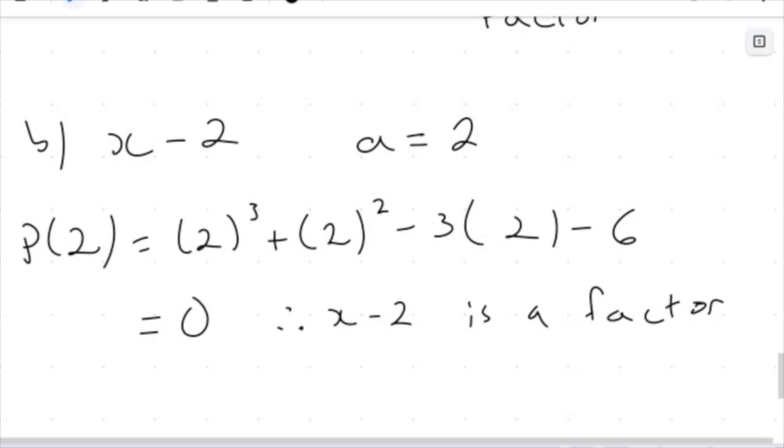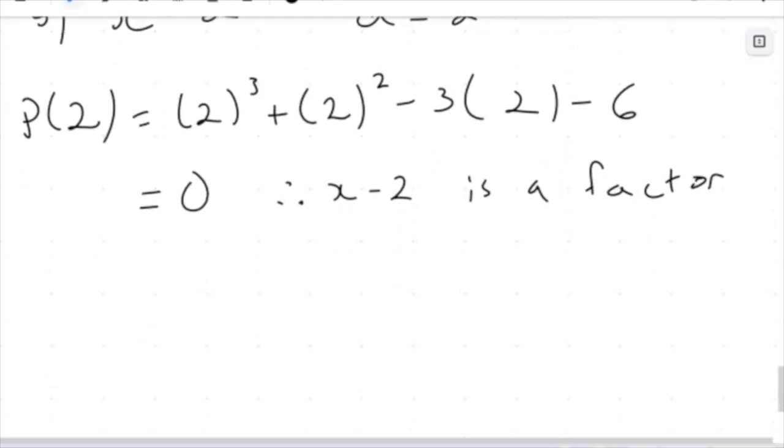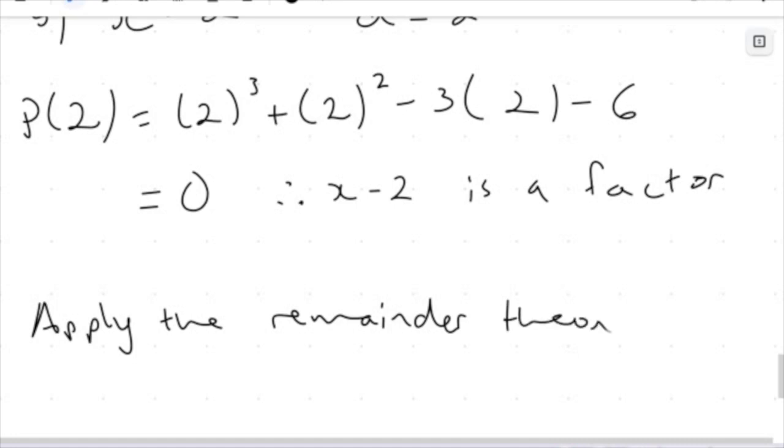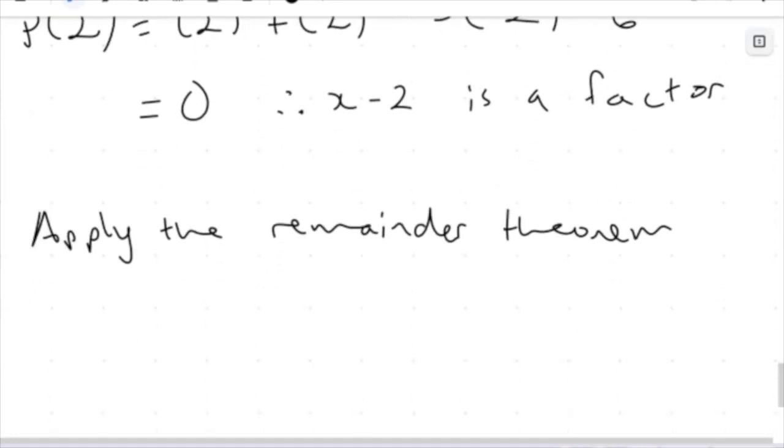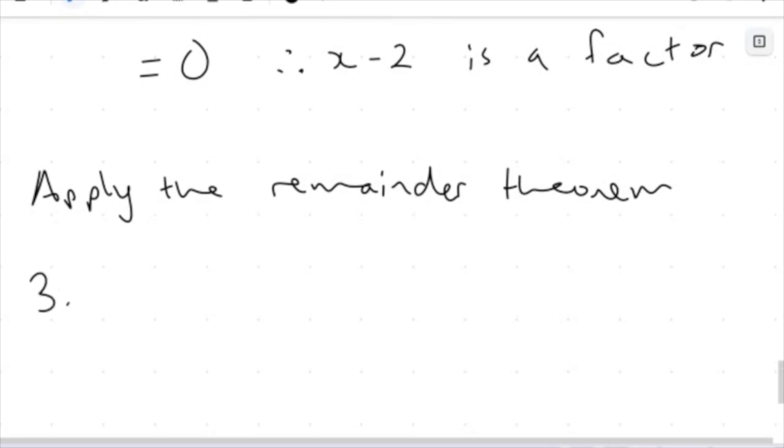A number is a factor of another if when you divide through, the remainder is 0. Okay, let's look at one more, trickier example. Here we are going to apply the remainder theorem to solve a more abstract question. So in question 3 here, we're considering the polynomial p of x equals x cubed minus x squared plus 2x plus k.